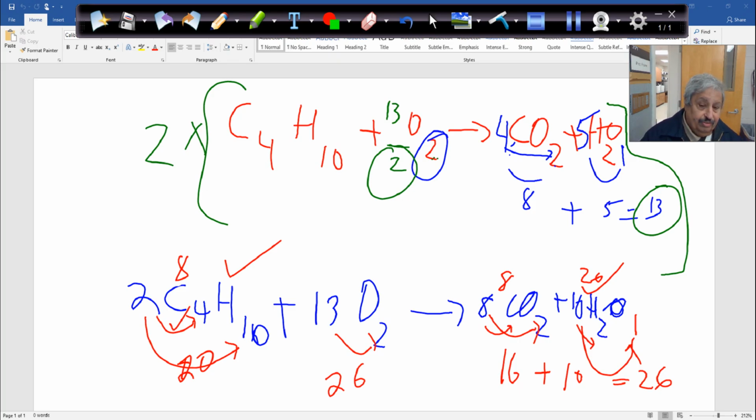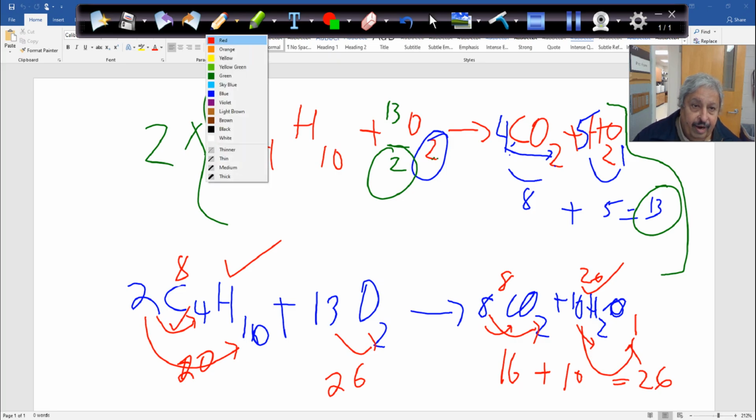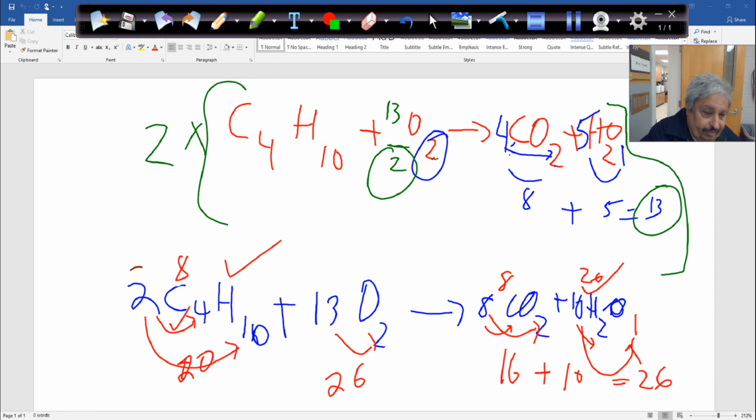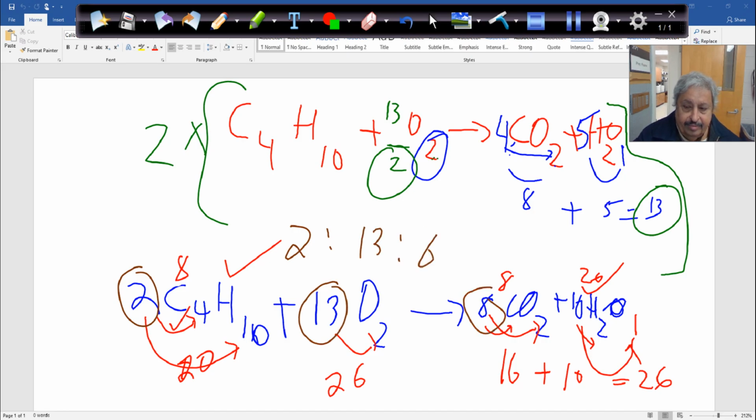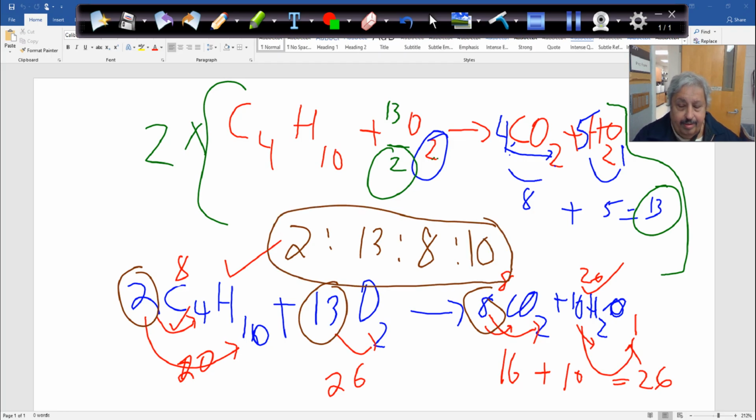So what coefficients do we have? Somebody will tell me. Okay, I heard 2, 13, 8, 10. Okay, guys? Those types of questions might appear as well. They might appear inside the final exam.